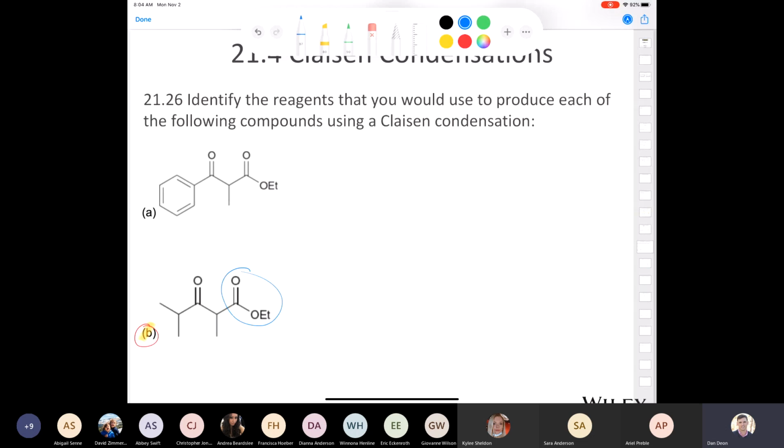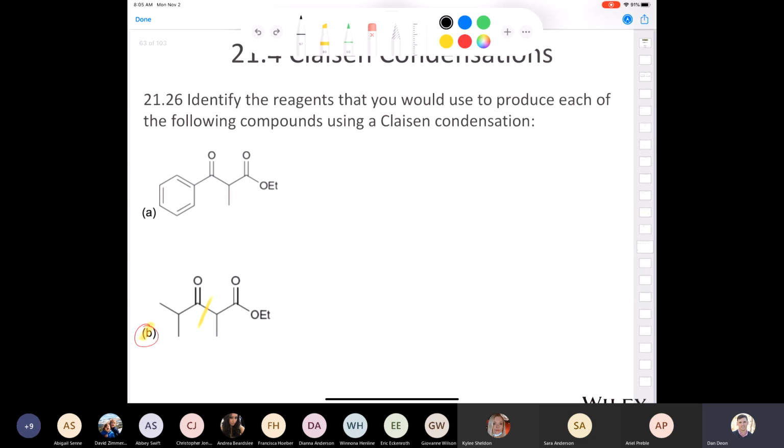You see that we have an ester here that would make this our alpha carbon and this our beta carbon, and you can see that there's a ketone on here. So again, a beta keto ester. And what we talked about last class is that when you think about this in terms of retrosynthesis, you would want to break this bond right here. And so our starting ester is going to come from this portion of the molecule.